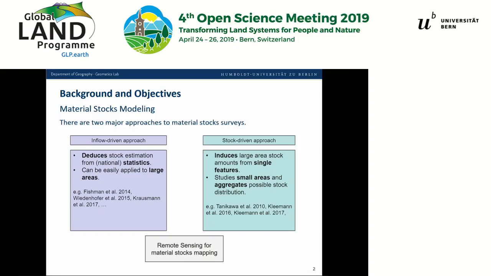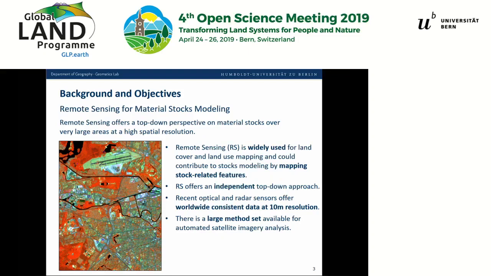So we think that we can have an approach in between, using remote sensing data. Remote sensing offers a top-down perspective on very large areas, but also at a fairly high spatial resolution. It is already widely used for land cover and land use mapping, so it gives us hints on stock-related features. It is an independent data source, and with recent sensors, we have nearly worldwide coverage with consistent data at 10 to 20 meter spatial resolution. And we have a large set of methods available for automated image analysis.